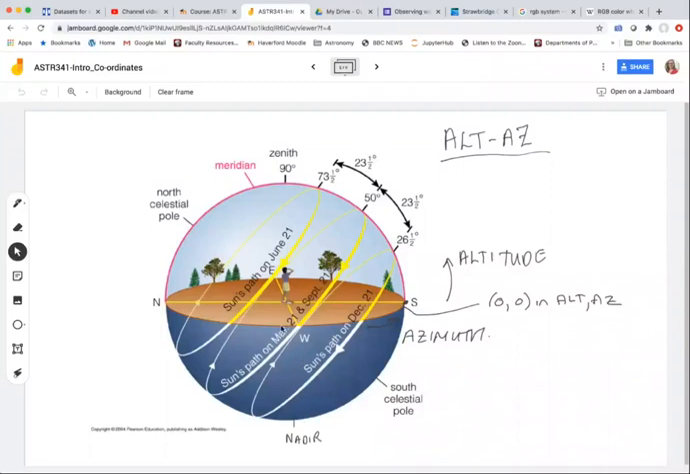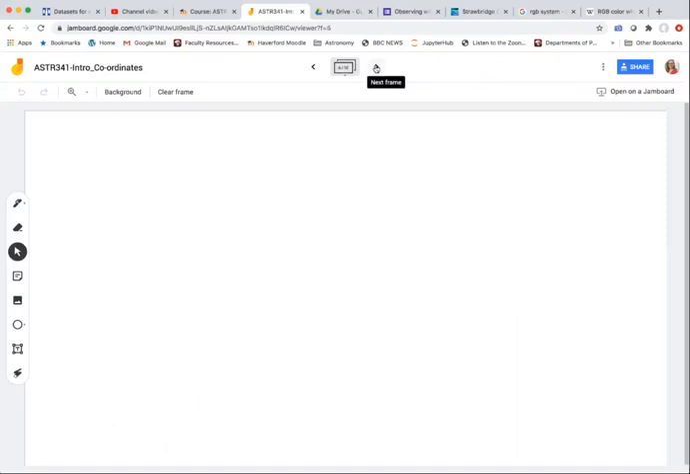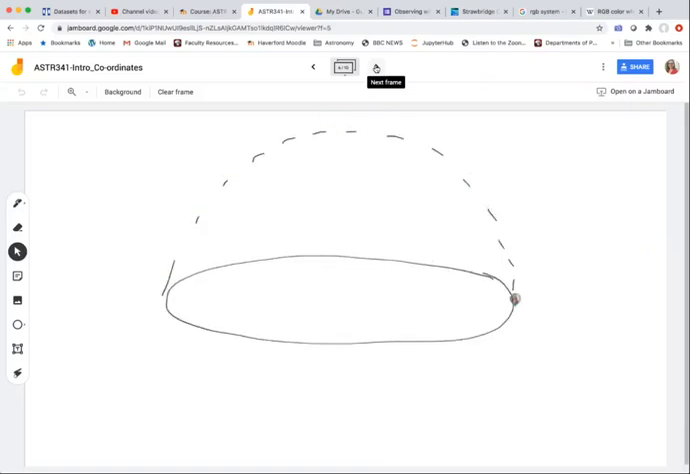And then I like this kind of diagram. I always like to draw this kind of diagram. Actually, I'm going to draw one. This helps me visualize how things move on the sky. But if you imagine drawing your horizon and then you draw your sky. So that's your zenith.